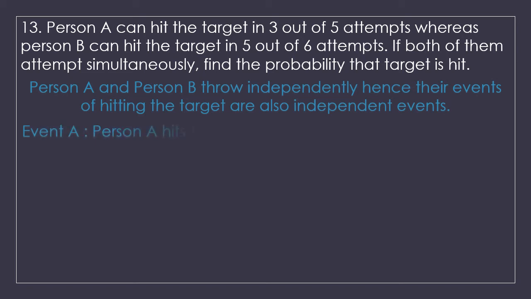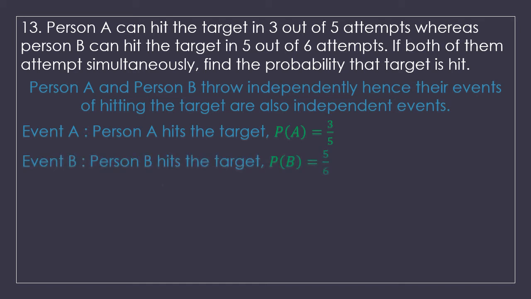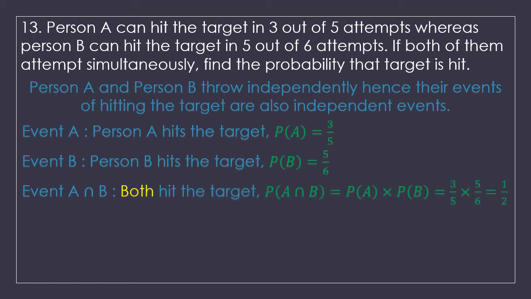So event A, that person A hits the target, has probability 3 upon 5. It's the probability given directly. Then event B, that person B hits the target, has probability of B, that is 5 upon 6. And because we need to calculate that the target is hit, that means anyone can hit it, at least one has to hit it. That means it's a union of events. And for the calculation of the union of events, we need the intersection of events, that is A intersection B, both hit the target. Because they are independent events, that is A into B, that is 3 upon 5 into 5 upon 6, the answer is 1 upon 2.